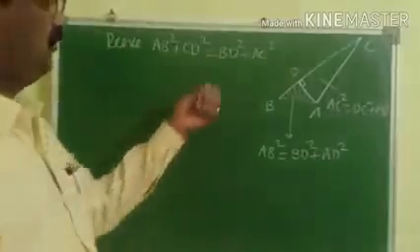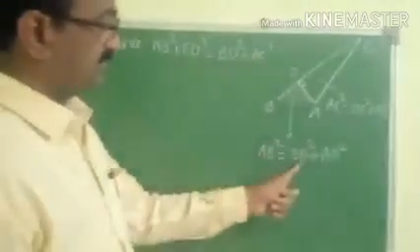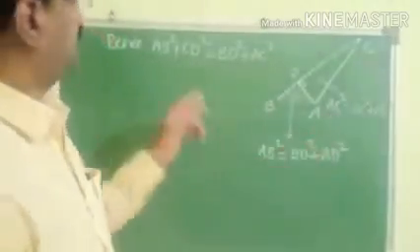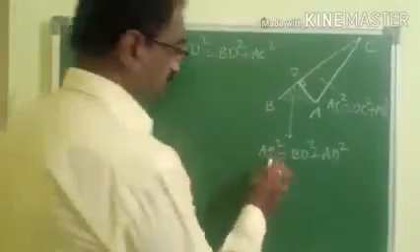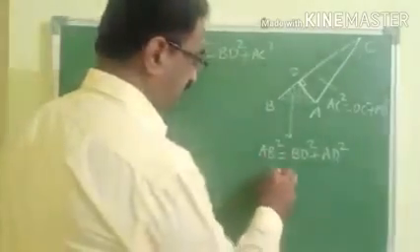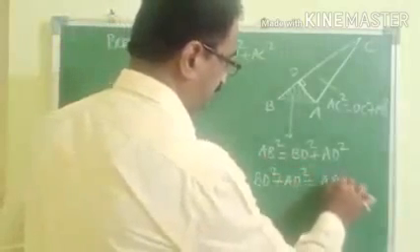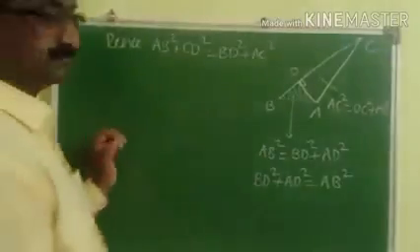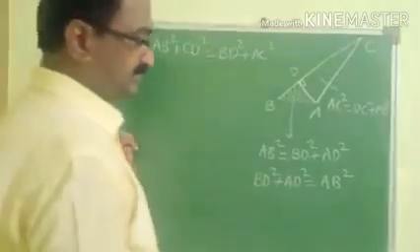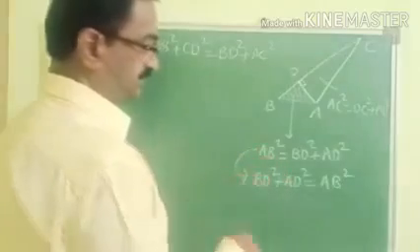So there are two methods. One method: how will we get the BD square plus AC square? Here is BD square and here is AC square. And how will we get the AB square and CD square? So we can also write BD square plus AD square is equal to AB square. We can write this in this manner also.